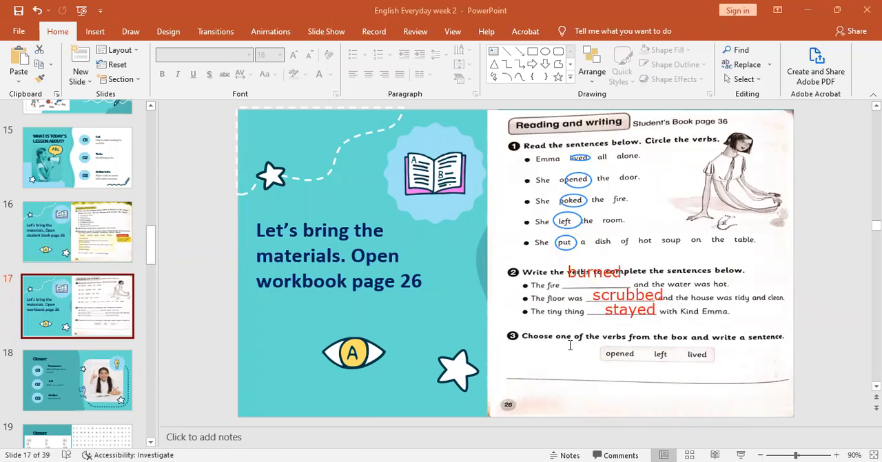Okay, now choose one of the verbs from the list and write a sentence. So we can say Emma left the room. Emma left the room. So that is it. And write a sentence. So we put a full stop because it's a sentence. Emma left the room. Okay. So that being said, let's see our closure.